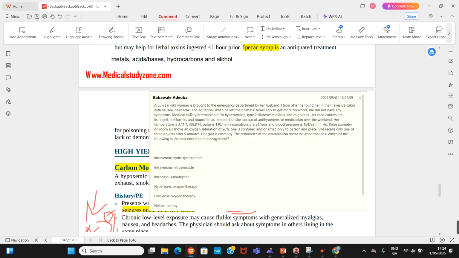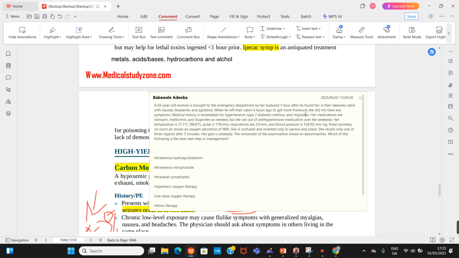So this is a 65-year-old woman who is brought to the emergency department by her husband 1 hour after he found her in the lakeside cabin with nausea, headache, and agitation. When he left the cabin 6 hours ago to get more firewood, she did not have any symptoms. Medical history is remarkable for hypertension, type 2 DM, migraine, and medications are lisinopril, metformin, ibuprofen. But she ran out of antihypertensive medication over the weekend. Temperature is 37.1, pulse is 110, respiration 21, BP is 154. Pulse oximetry on room air shows an oxygen saturation of 98.